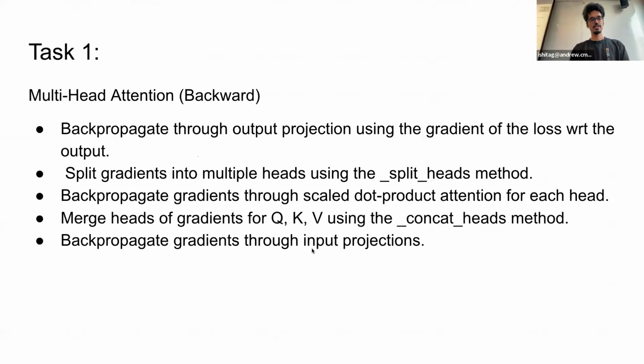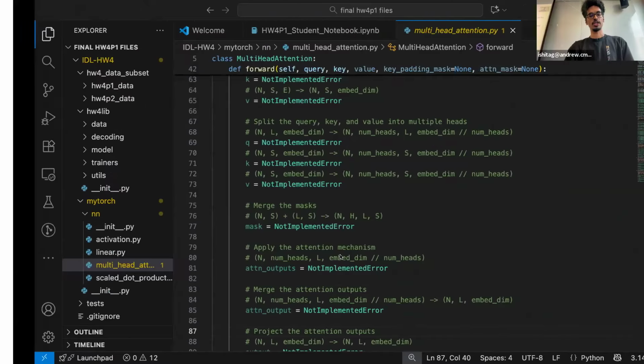Now we'll look at the backward pass. We backpropagate through the output projection using the gradient of the loss with respect to the output. As we've done previously, this is very similar to scaled dot product attention. The important part here is splitting the gradients into multiple heads using the split heads method. We then backpropagate the gradients through the scaled dot product attention for each head. We merge the heads of gradients for the query key value using concat heads, which is another function that's defined for you. Then we backpropagate these gradients through input projections.